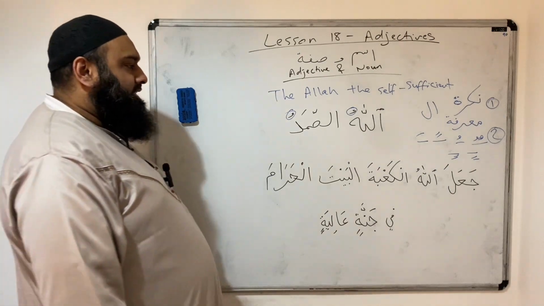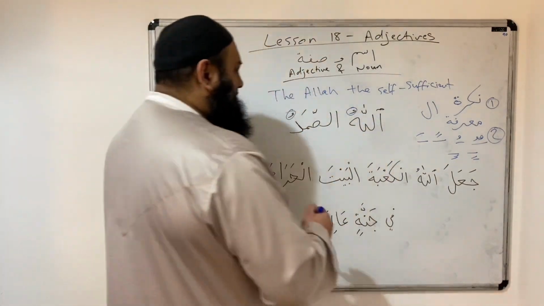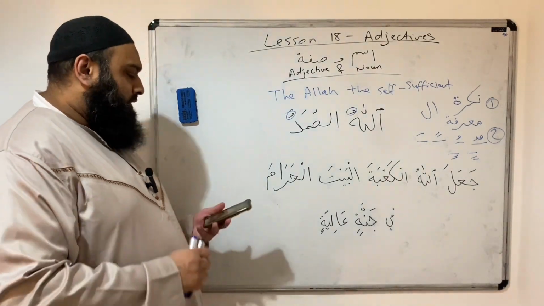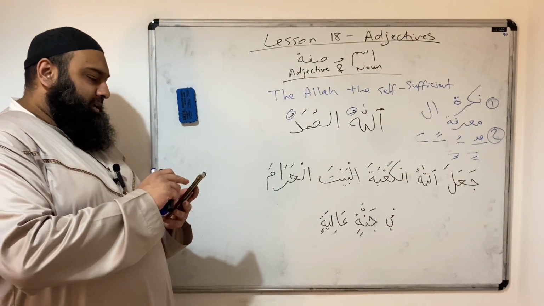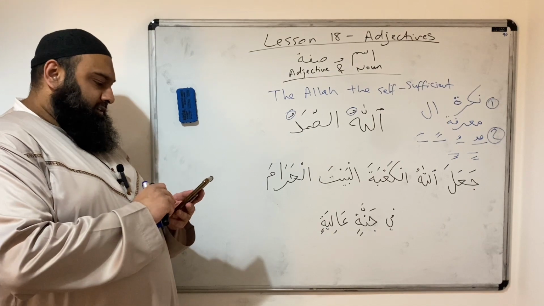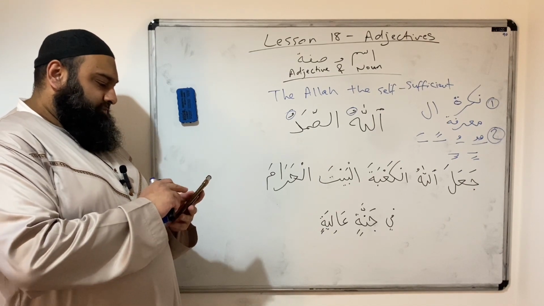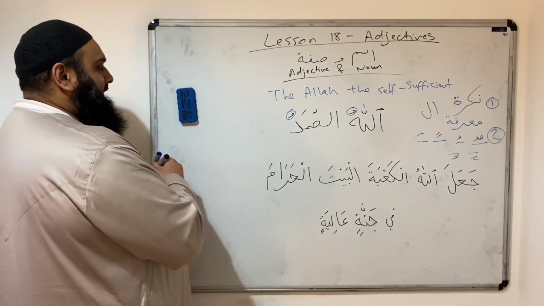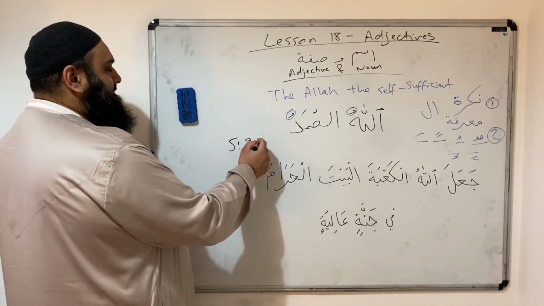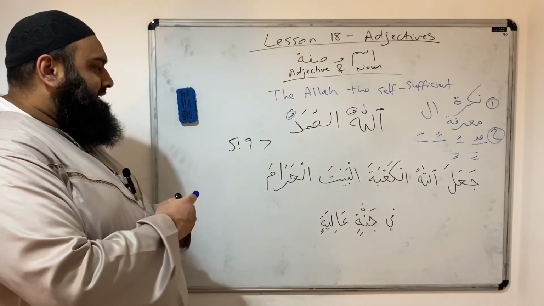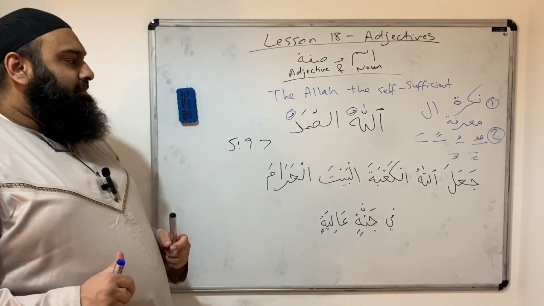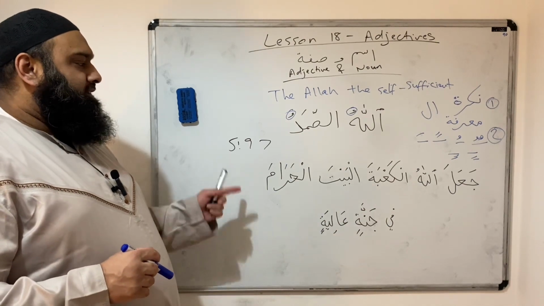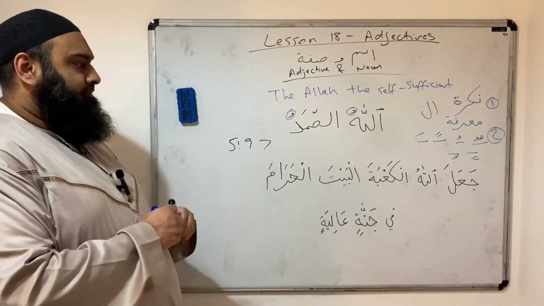Let's take a look at the other example: جَعَلَ اللَّهُ الْكَعْبَةَ الْبَيْتَ الْحَرَامِ. Those who are on the course have seen this ayah before. This is in Surah Al-Ma'idah, chapter number 5, verse number 97. Allah made the Kaaba, the house, the sacred house.